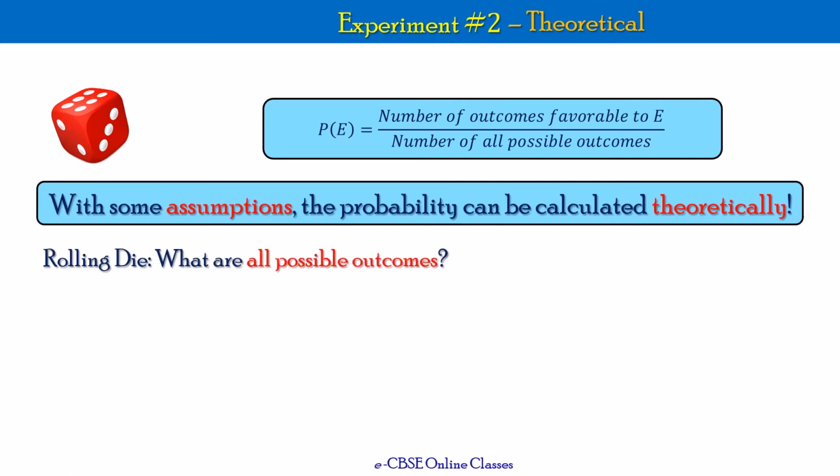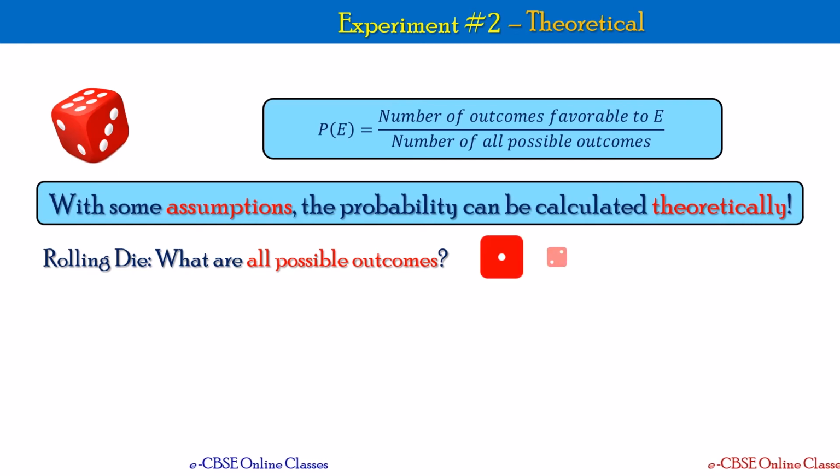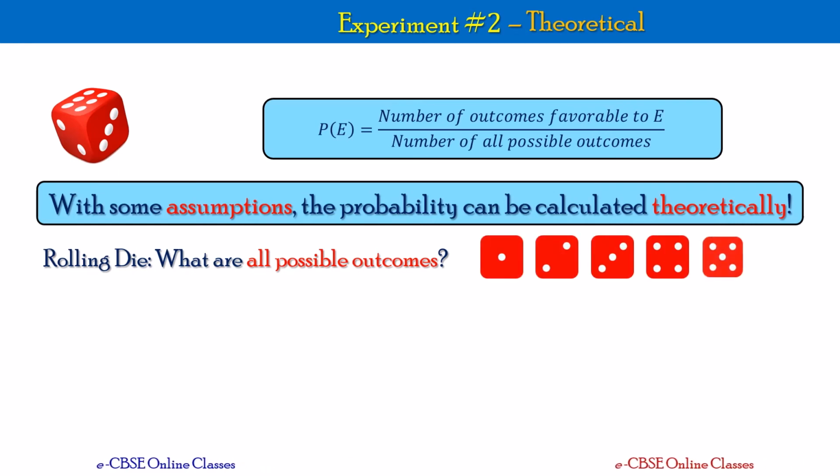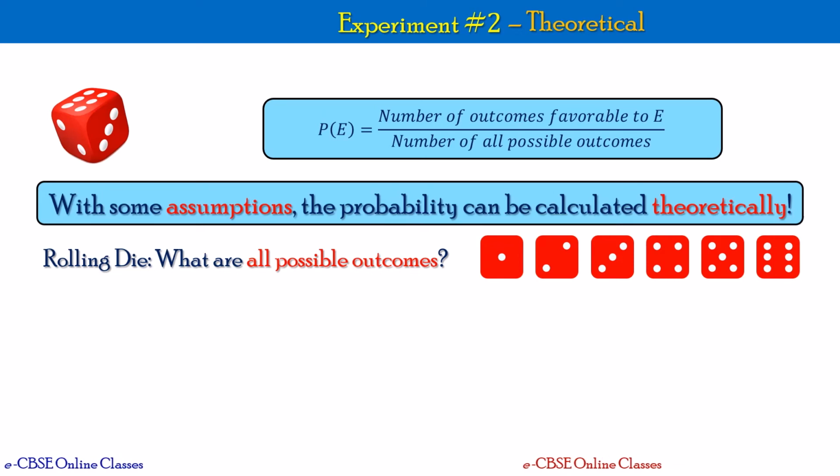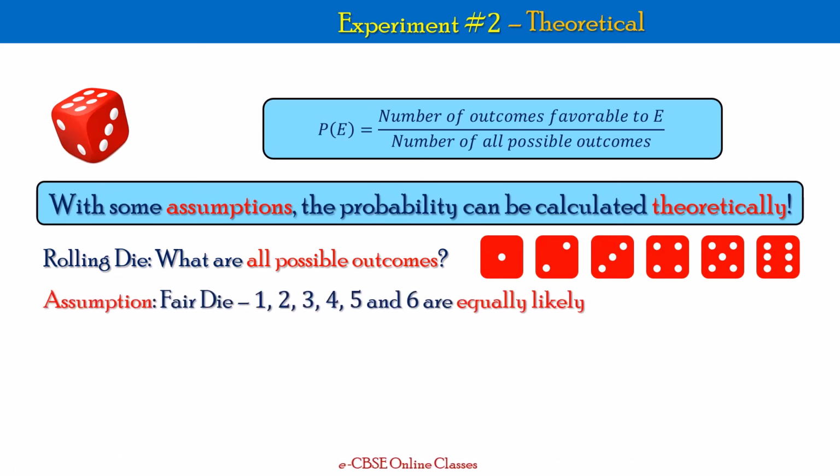Now, when you roll a die, what are all possible outcomes? The outcome will be either 1, 2, 3, 4, 5 or 6, right? And what is the assumption here? The die is also fair and all possibilities like 1, 2, 3, 4, 5 and 6 are equally likely. So there is no bias towards any specific value here. Okay, now the total number of all possible outcomes is 6 here.